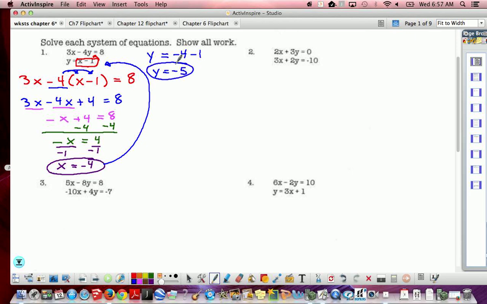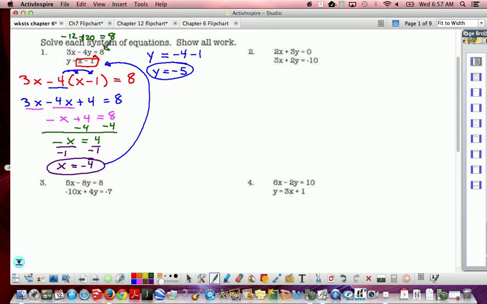Now what I love about all of these problems on this worksheet is you should know when you're done if all of your answers are correct or not, because you can check. So what I'm going to do is just do a quick check, plug these values into both equations. So if I plug it into the first equation, 3 times negative 4 is negative 12. Negative 4 times negative 5 is positive 20. Right? My pen's not working that great there. So negative 12 and 20 does make 8, which is what it equals. So that tells me that one's right.